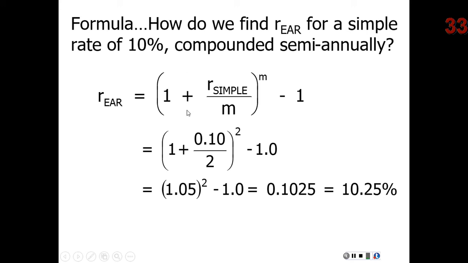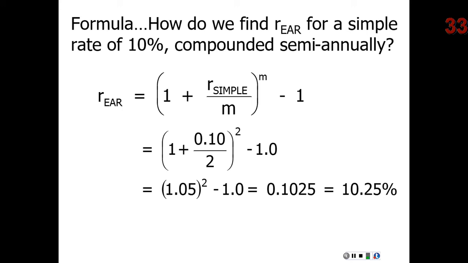So here's our formula that we just looked at. So now we're just plugging the numbers in. So following the formula, 1 plus 0.10, 10%. Semi-annual compounding, M is 2, so we're dividing by 2, raised to the second power, minus 1. So that's going to be 1 plus 0.05 raised to the second power, minus 1, and you're going to come up with 10.25%.